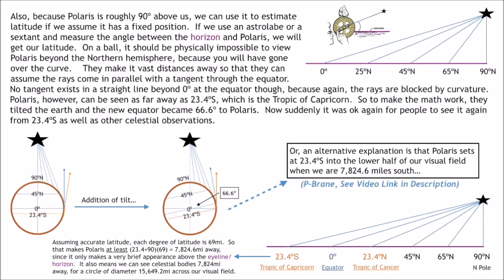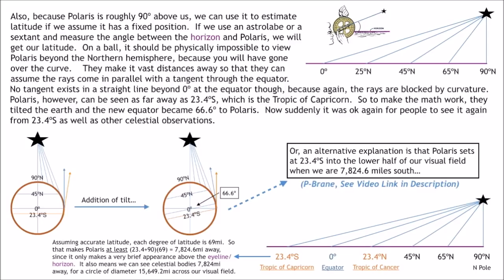And then on the bottom here, you can see how the tilt was manufactured to allow people at 23.4 degrees south to maintain a parallel ray profile to view Polaris. But an alternative explanation is that Polaris sets at 23.4 degrees south into the lower half of our visual field, which is set by theta. And it happens when we are approximately 7,824.6 miles south. And again, video links in the descriptions for that.